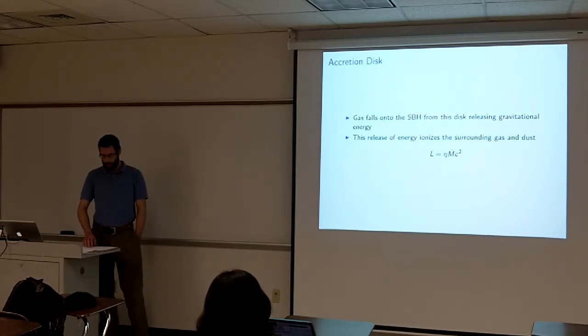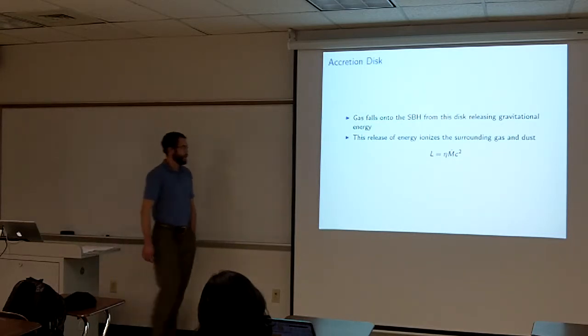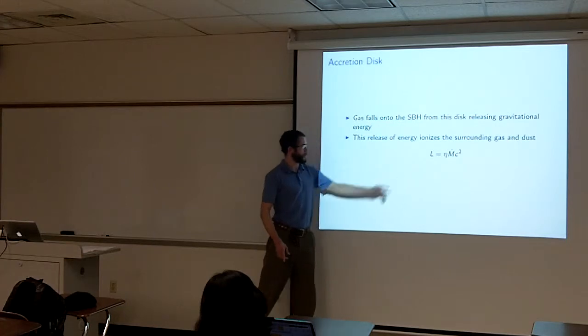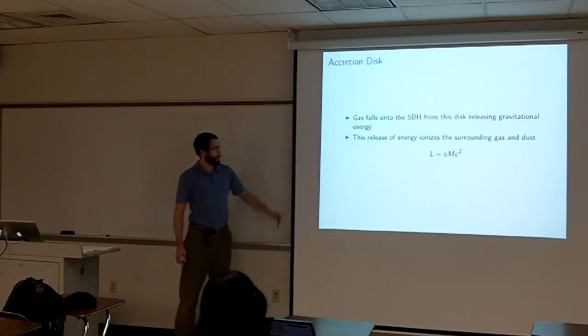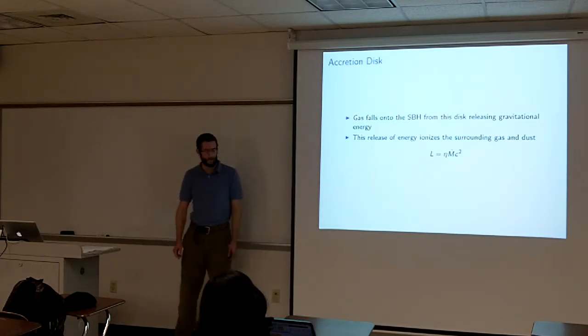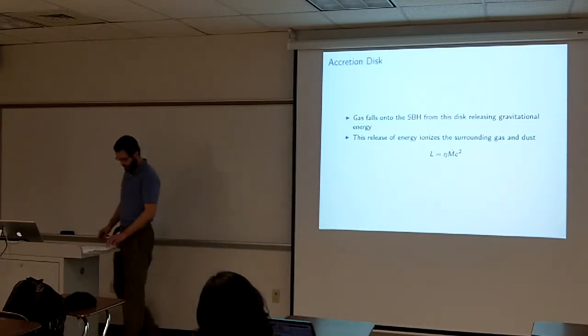I believe 10% accretion efficiency is fairly typical to assume, which, I didn't mention it, but eta in this case is the accretion efficiency. M dot is the accretion rate, and c squared is the speed of light.